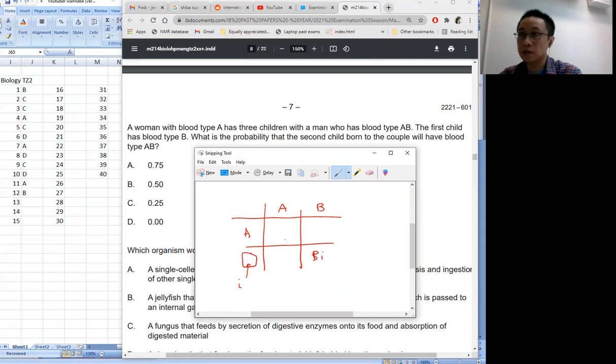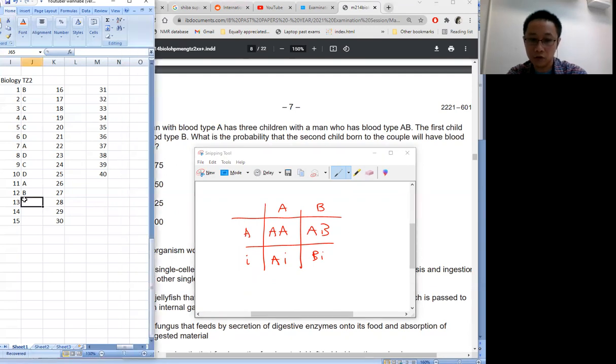Had the mother been homozygous A, there is no way that the first child would have blood type B, which means that you can infer that the mother must be heterozygous. And now if you complete the Punnett square, the chance that the second child has blood type AB would be 1 in 4, instead of the 1 in 2 had the mother been homozygous.